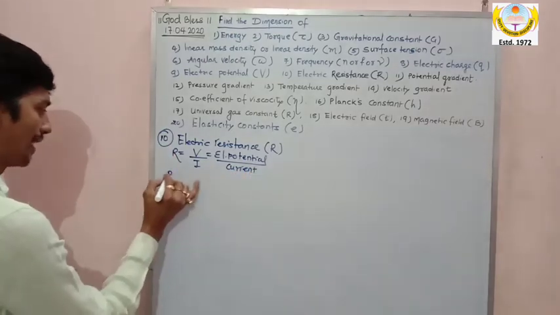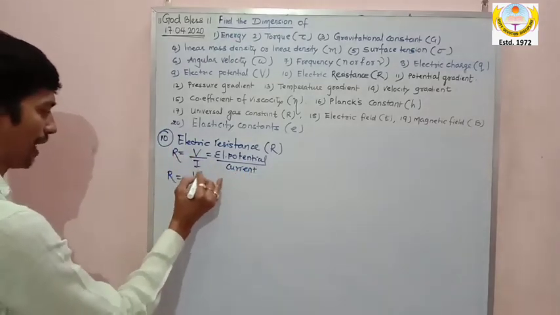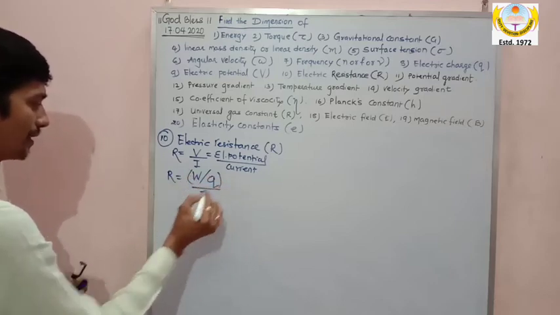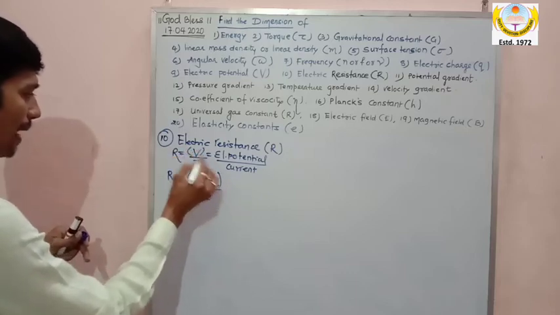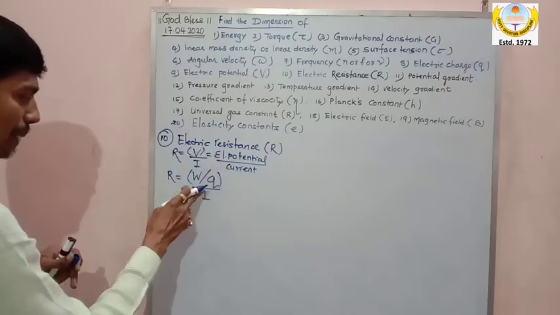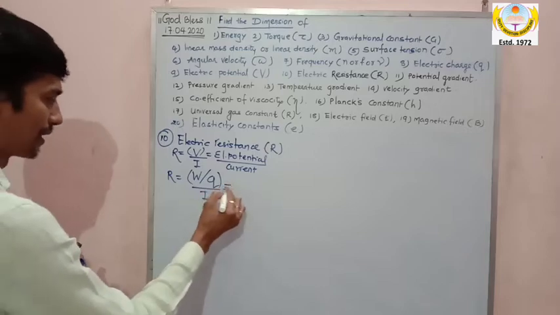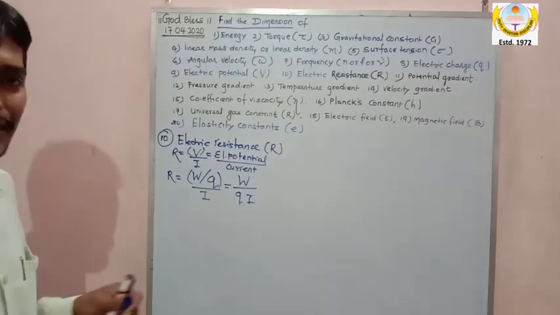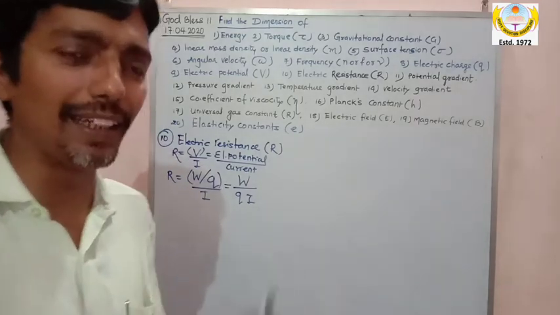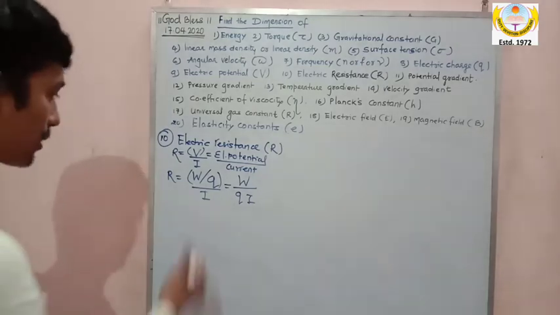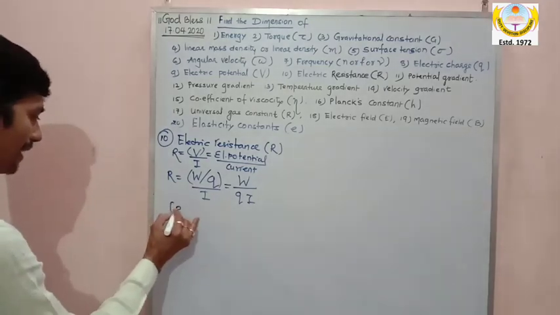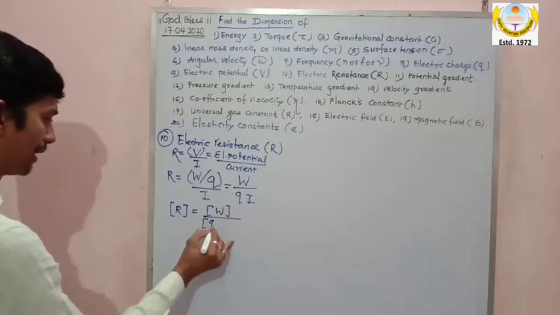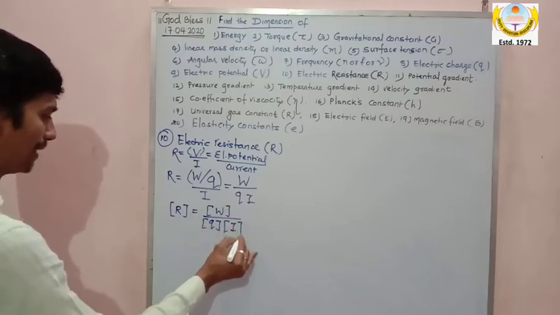So now here R is, what is electric potential? Work upon charge upon I. I hope it is clear, because electric potential is given by work upon charge, and work upon charge whole divided by I. Now this can be written as work divided by QI, because this Q and I get multiplied. So now what will be the dimension for R? Dimension of R is equal to dimension of work divided by dimension of Q multiplied by dimension of I.